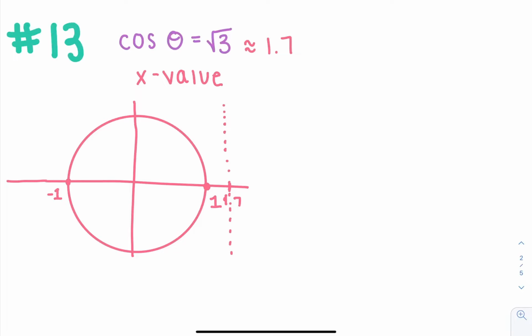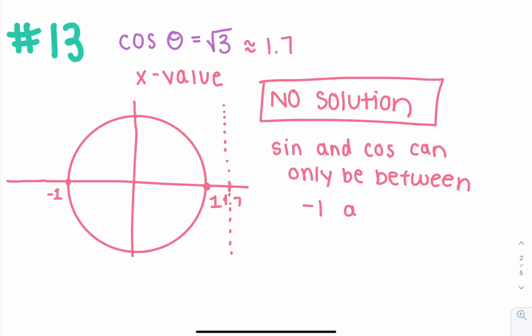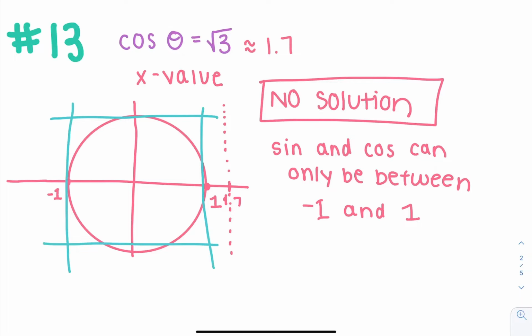So the reason this is no solution is because sine and cosine can only be between -1 and 1. So this was a tricky problem. But if you look at the unit circle, that kind of makes sense because we're bound by -1 and 1. So there's never a time when we're going to be greater than 1 or less than -1. So that one was a little bit of a trick.